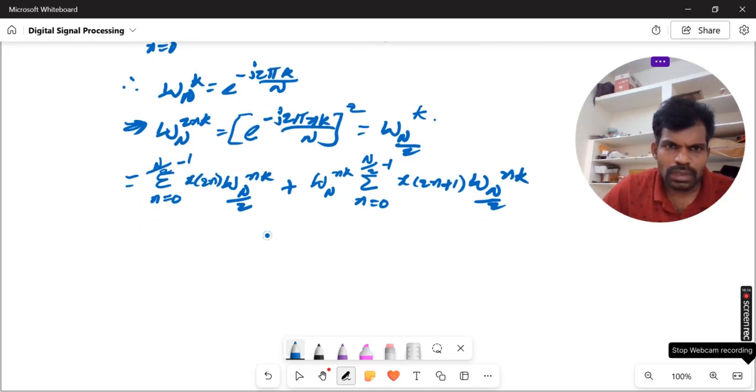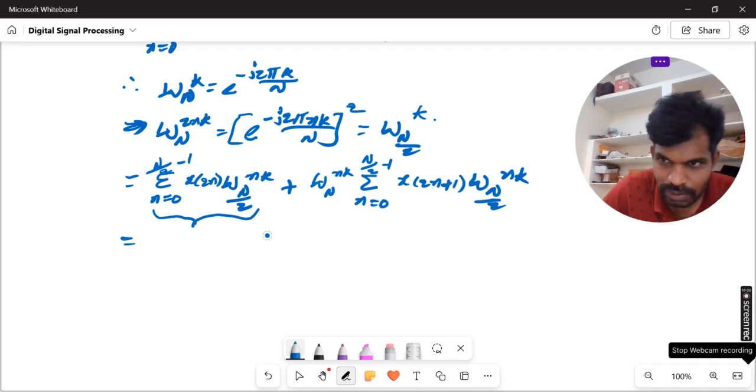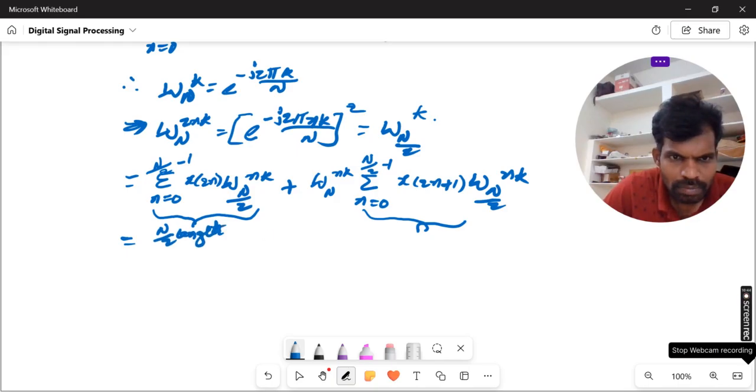That is, this one is even and this one is odd. What is the length of this? 0 to n by 2 minus 1 means n by 2. That is, it is n by 2 length of the even sequence of x of n, and this one is n by 2 length of the odd sequence of x of n. So what it indicates is the DFT, that is n by 2 length DFT of the even sequence and n by 2 length DFT of the odd sequence. How did we divide the input sequence, into even sequence and odd sequence, that is x of n, we can say.